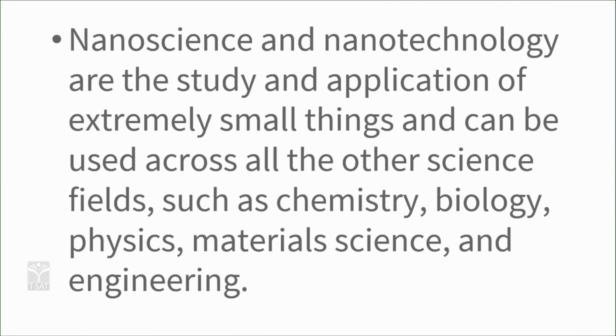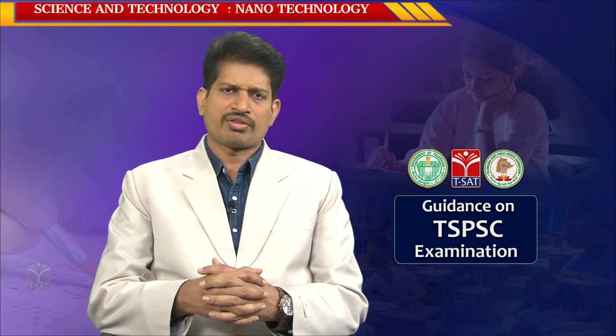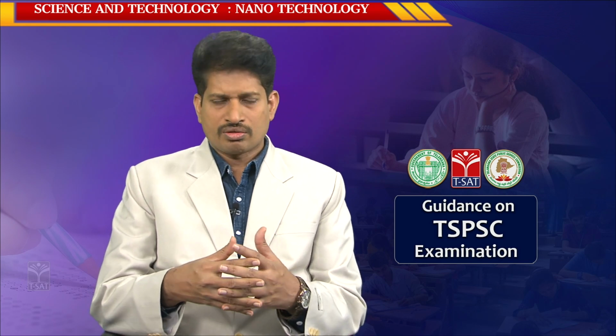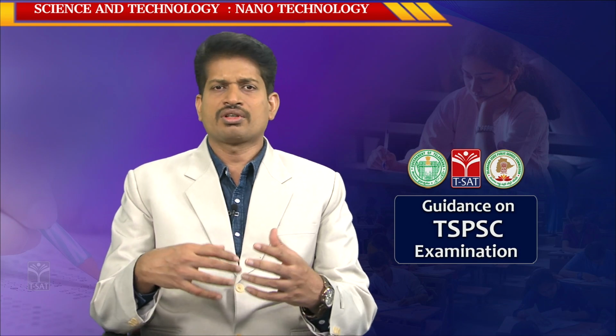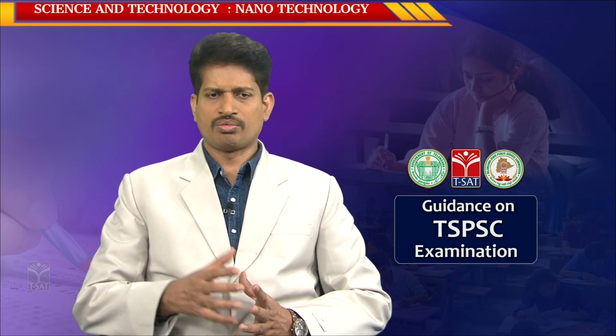Nanoscience and nanotechnology are the study and applications of extremely small things and can be used across other science fields such as chemistry, biology, physics, material science and engineering. In chemistry, controlling different kinds of chemicals can be used in areas like fuels, chemicals, pharmaceuticals, etc. In biology, we are able to view the microscopic level of cells and the way the cells function, which can help in controlling physiology for better treatment.